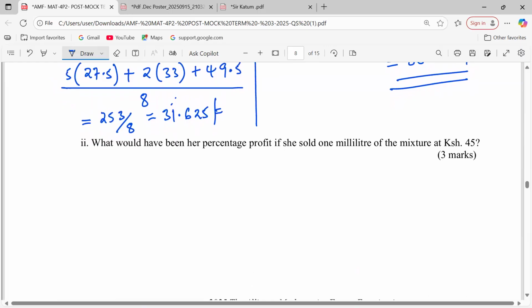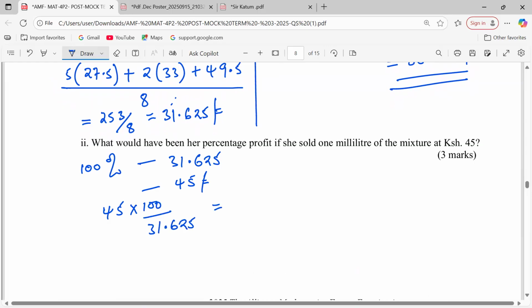We say 100% equals 31.625. What if we take the selling price to 45 Kenya shillings? What percentage will it be equivalent to? This one can be computed very quickly, and you realize that the percentage profit shall be, so we multiply 45 by 100 out of 31.625.